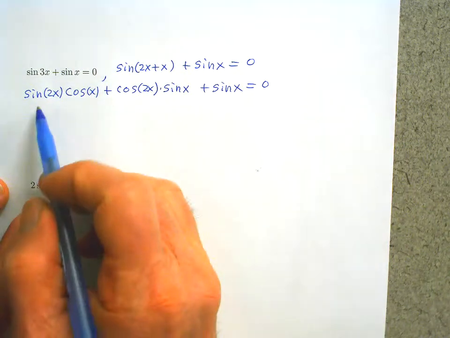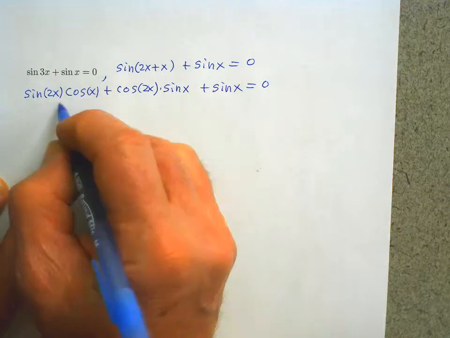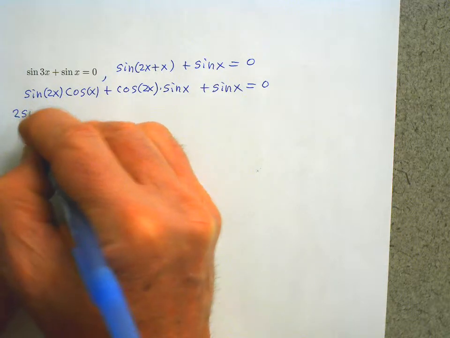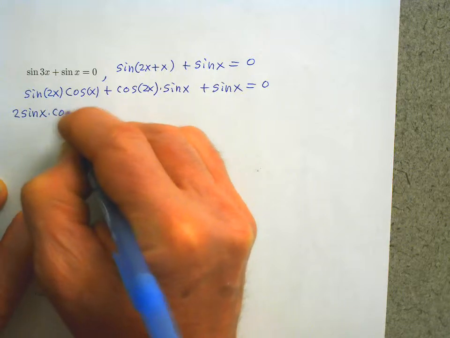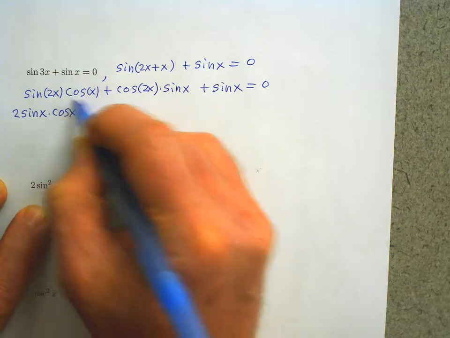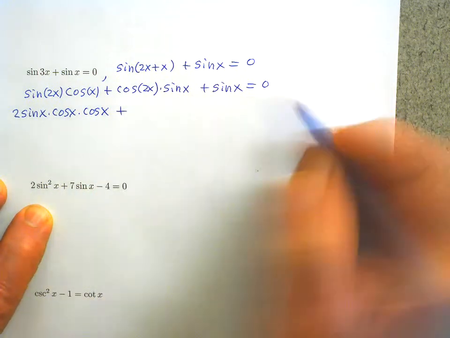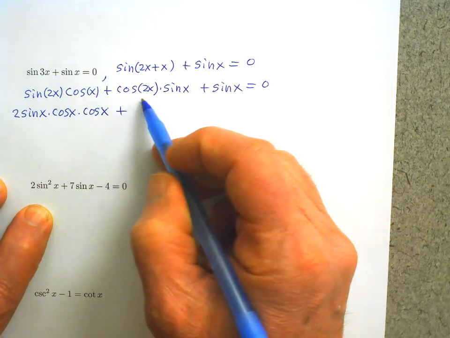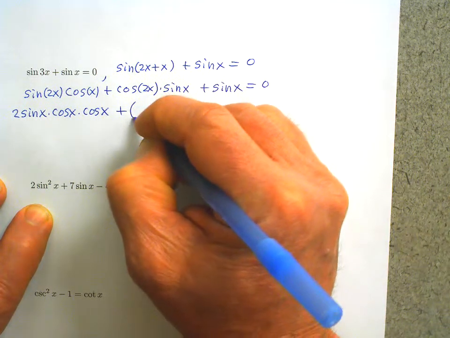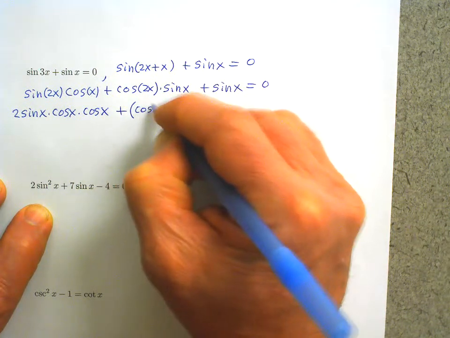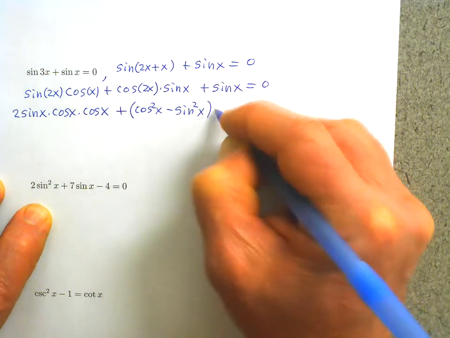Okay, then sine of 2x, use the double angle formula. Sine of 2x is 2 times sine of x times cosine of x. And then we're multiplying that by cosine of x. And then replace cosine of 2x. So I'll just use the standard cosine of x squared minus sine of x squared times sine of x.